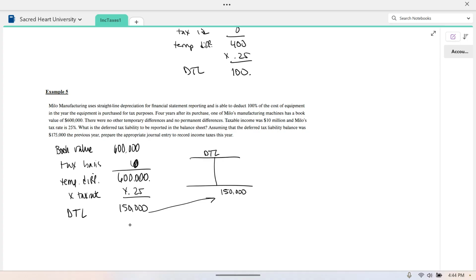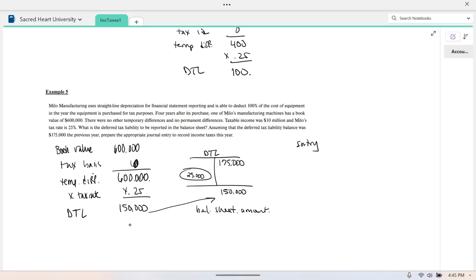Assuming that the deferred tax liability balance was 175,000, what amount would be reported on the balance sheet, and what is the journal entry to record income taxes for this year? So part of the balance sheet amount is going to be the 150,000 ending balance. And then for that second question, what is the journal entry going to be? Well, part of this, we see that we need to reduce the deferred tax liability account by 25,000.